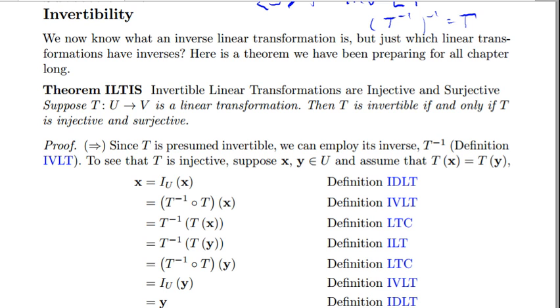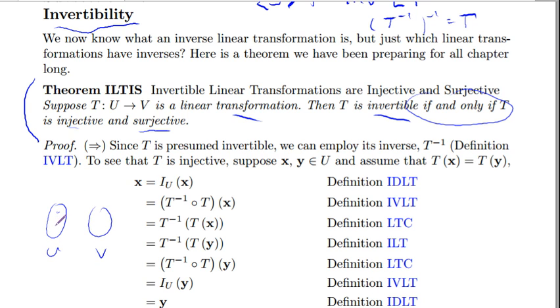All right, now we've already mentioned that invertibility has something to do with injective and surjective. And in this theorem, we make it formal that a linear transformation T is invertible if and only if T is both injective and surjective. So the picture again is you have two vector spaces here. Every point in here goes to a single point here. All the points in V are hit by points in U.